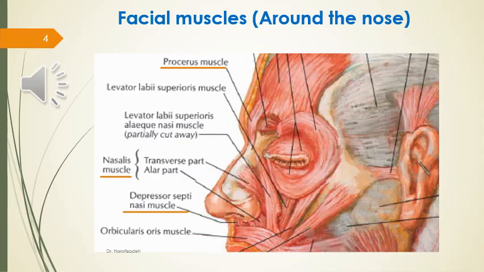Number 2 is nasalis. Nasalis muscle originates on the nose. Its left and right parts are joined together. It has a transverse part and an alar part. The transverse parts join together in the midline and originate from the body of maxilla. The alar part is attached to the alar cartilage.